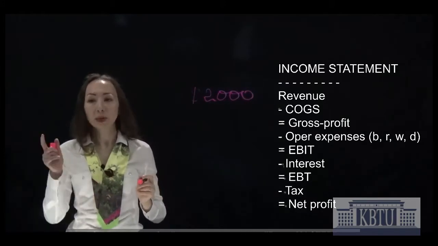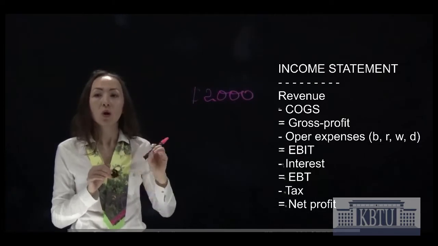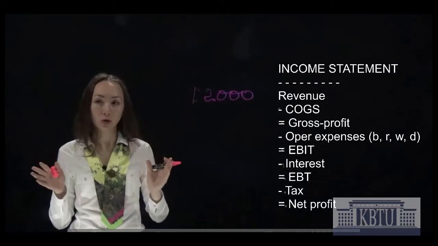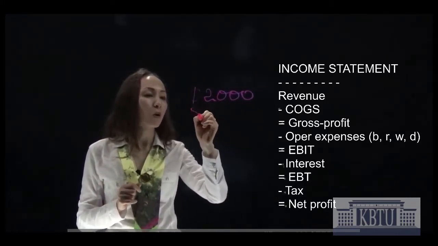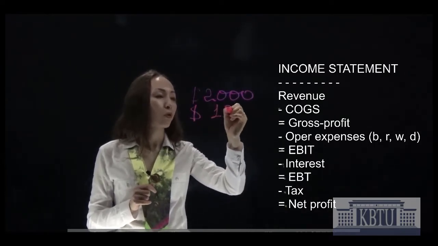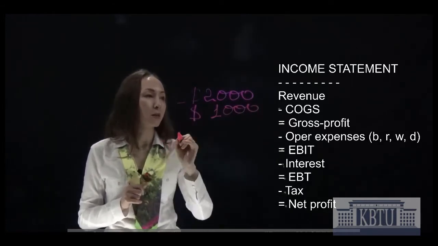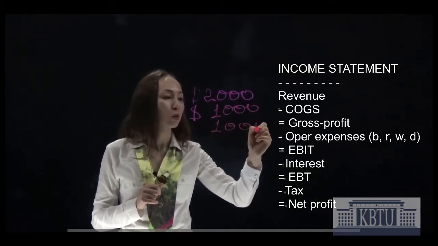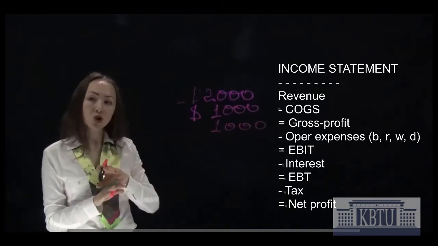Cost of goods sold means how much money you spend to purchase the goods or materials to make the goods which you already sold, the goods which have been sold. So we assume that we sold goods for $1,000. So gross profit is a minus here. Gross profit will be equal $1,000.